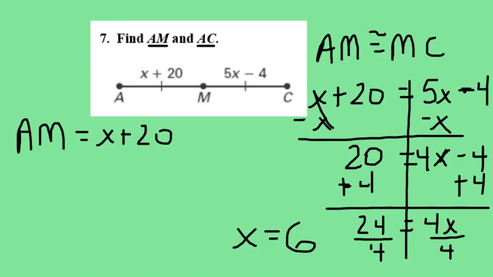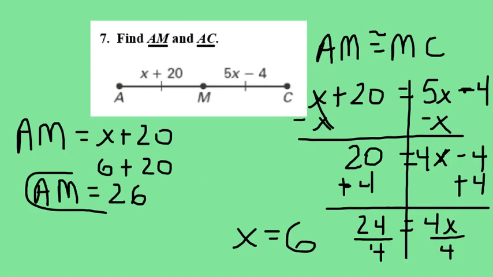Well, we know that x was 6, so basically again we're going to take that 6 plus 20, which is equal to 26. So there's one of our answers.